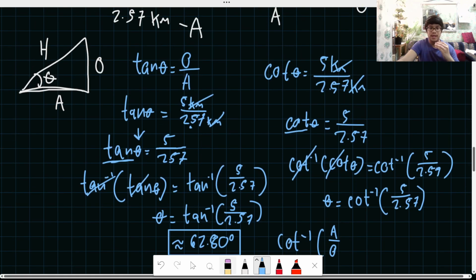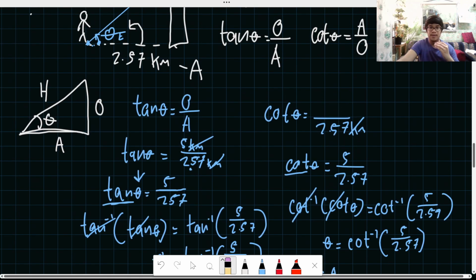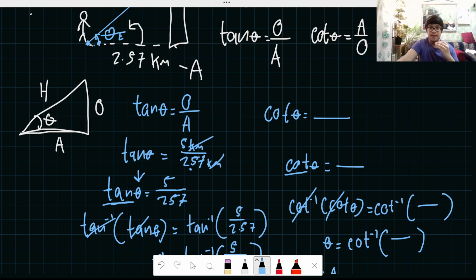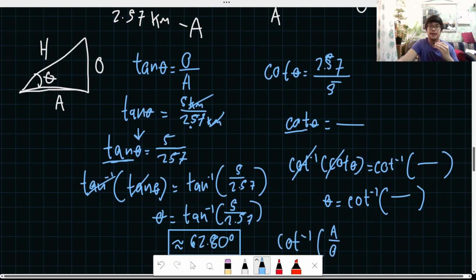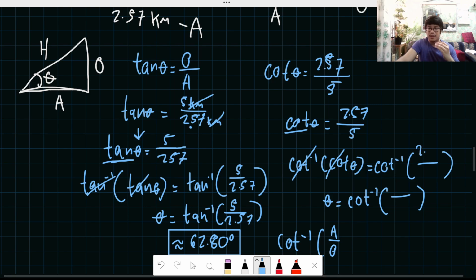Oh yeah, by the way, guys, forgive me. I was wrong. It's actually 2.57 all over 5. I'm sorry, because the adjacent is 2.57 and the opposite is 5. Forgive me, I made a mistake. Going back, we have 2.57 all over 5. Let me just rewrite them.